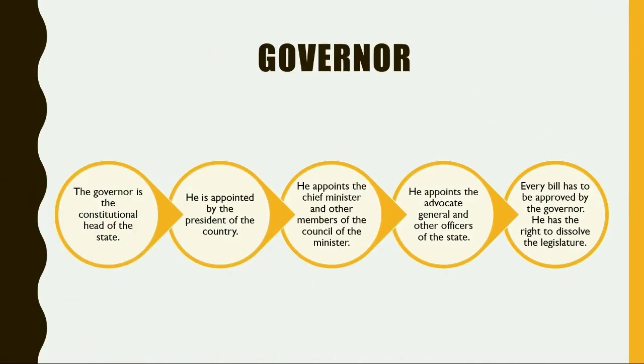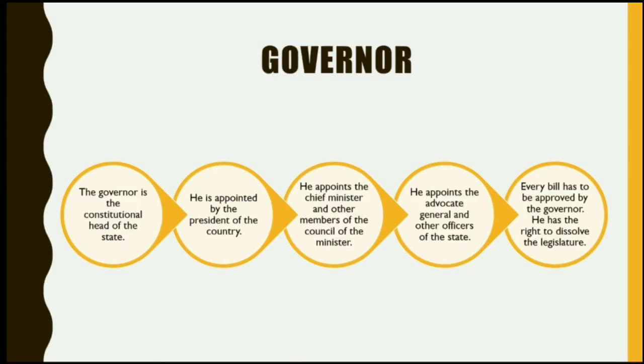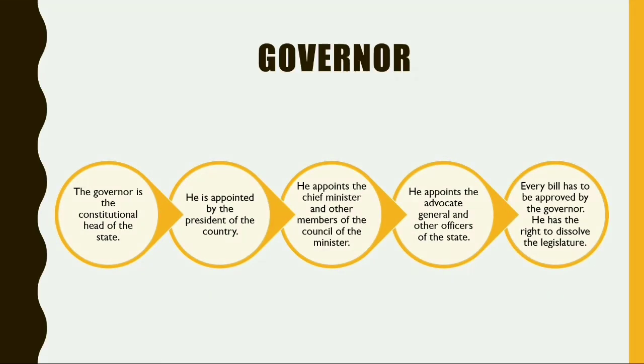The governor is the head of the state and he or she is a very important link between the central and the state government. Every bill has to be approved by the governor. He has the right to dissolve the legislature. VP Singh Badnore is the governor of Punjab.